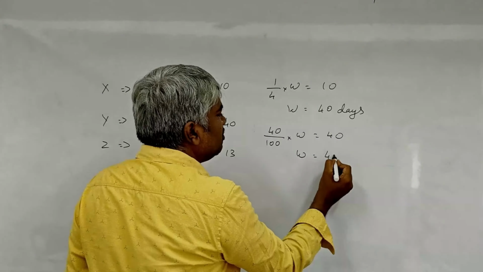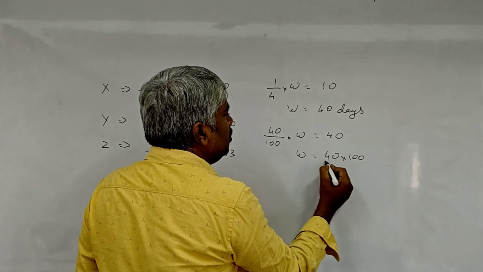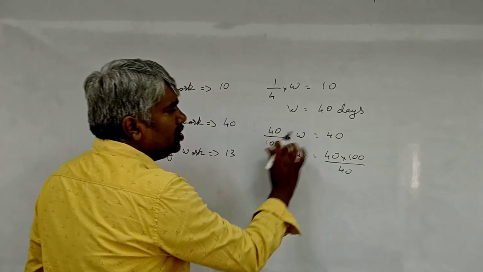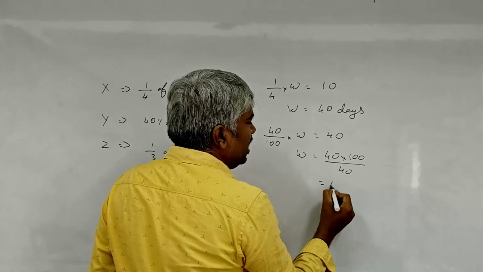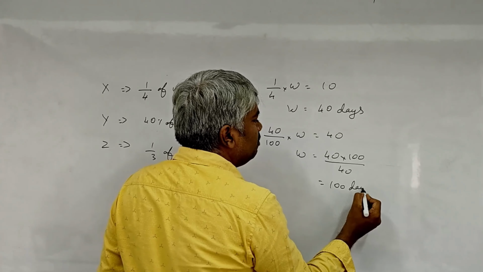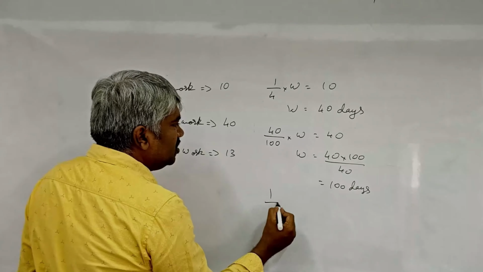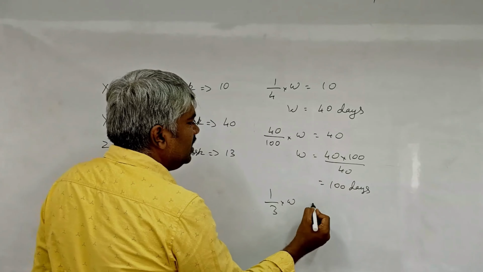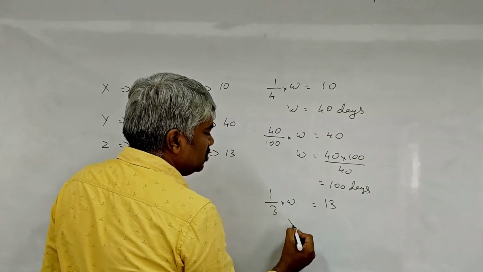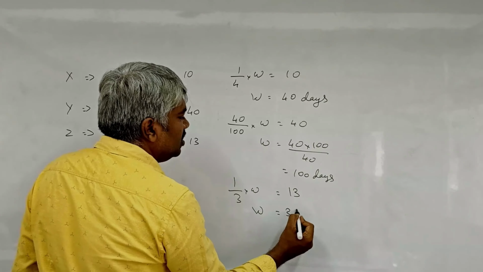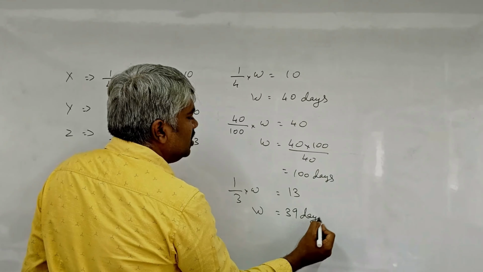So, total work will take 40 into 100 by 40. Just cross multiplying this, it will take 100 days to complete the work. In case of Z, one third of the work he takes 13 days. To complete the total work, he'll take 39 days.